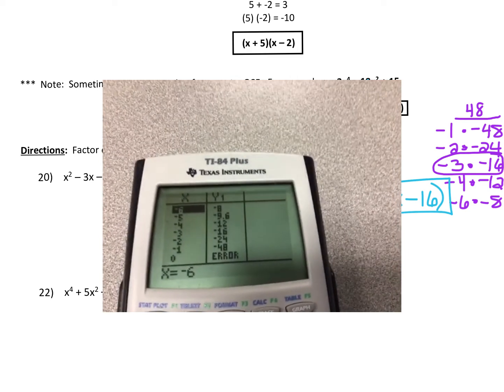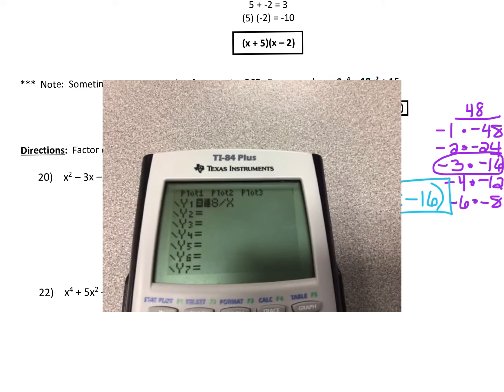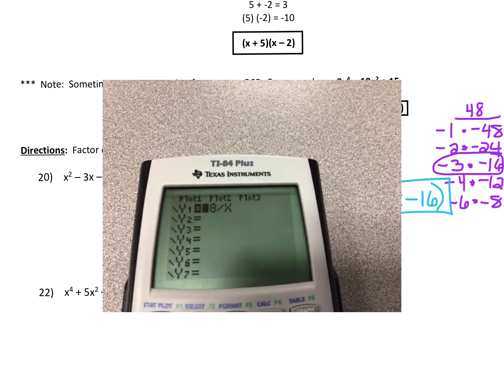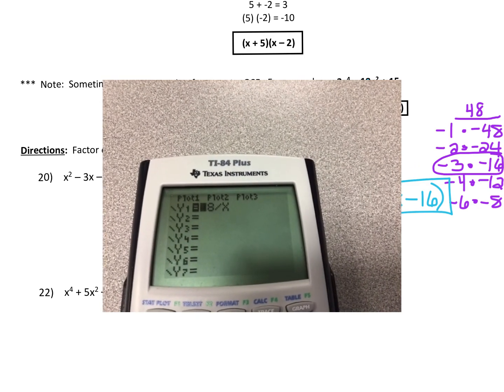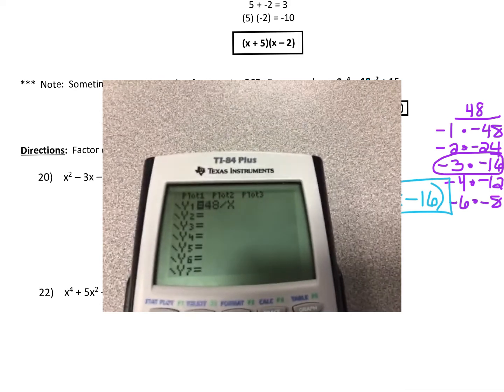So if that's easier for you, again, just go to y equals and type in the number we're trying to multiply to, divided by x, and then just go to your table of values.